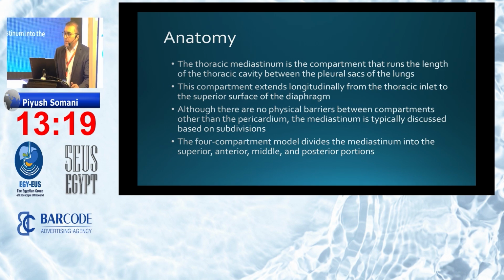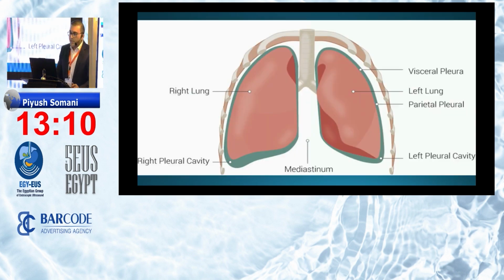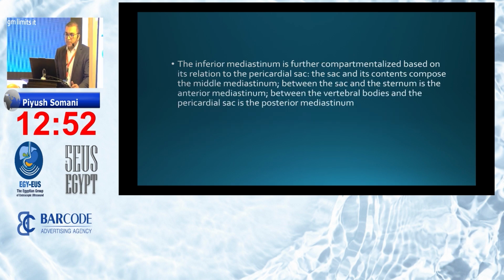There are no physical barriers except for the pericardium, which divides the inferior mediastinum. So there are four compartments. If you look at this image, it's basically sandwiched between the lungs, and the mediastinal pleura is there. It's divided by a transverse plane that passes through the sternal angle and the lower border of the fourth thoracic vertebra. The superior mediastinum is above this plane and the inferior mediastinum is below this plane.